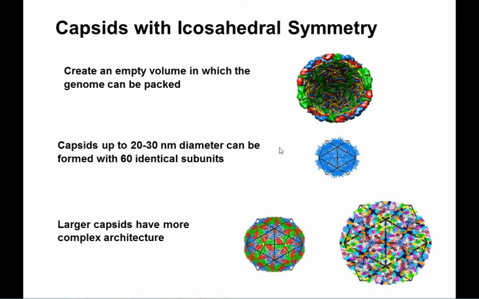If you get bigger and more complex virus capsids, they're going to have more complex architecture, with different virus proteins in the capsid. But you're always going to have this basic structure where you have some combination of virus proteins that make up a triangular face, and you'll have 20 triangular faces that make up the whole capsid.